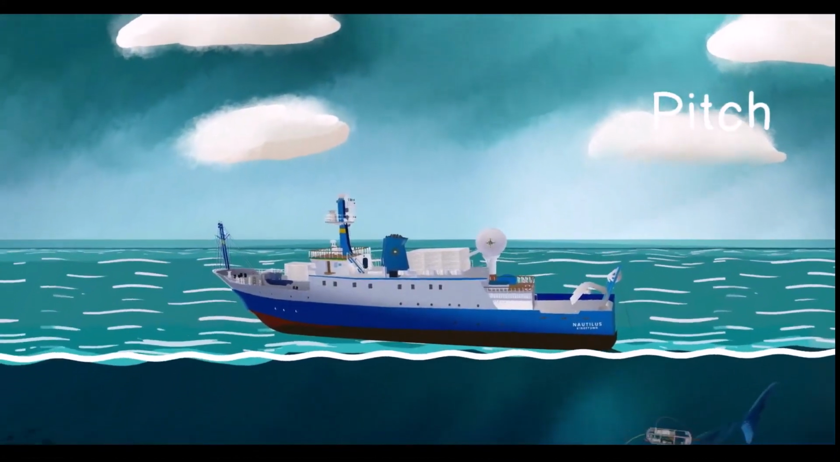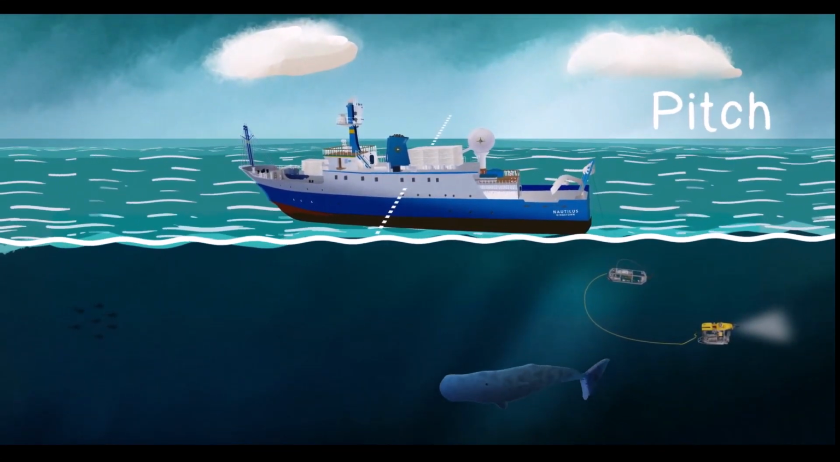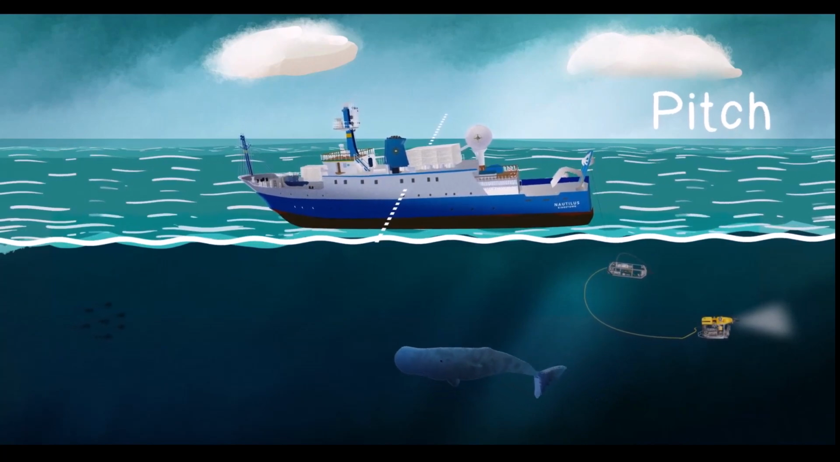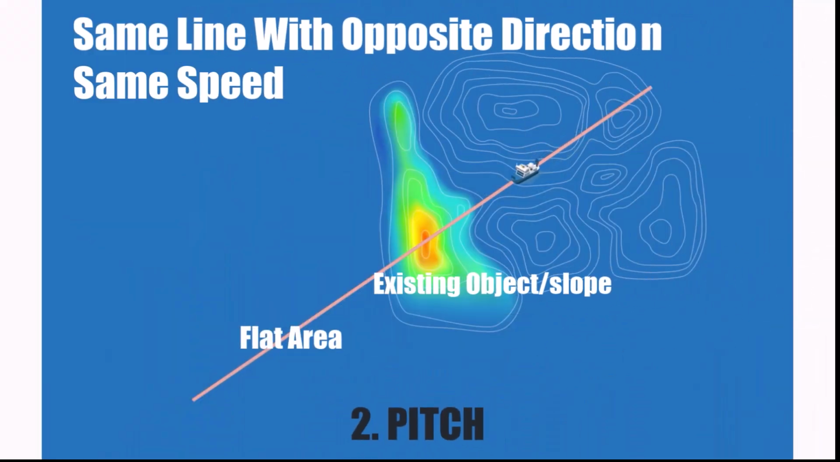Number 2. Pitch. Pitch describes the up and down motion of the vessel, like a teeter-totter with the bow and stern rising and falling. To be able to determine the offset for pitch, the patch test uses two lines of data in opposite directions with the same vessel speed over the ground. A seabed with defined targets, or one that is sloped, with a long track, is best for this test.